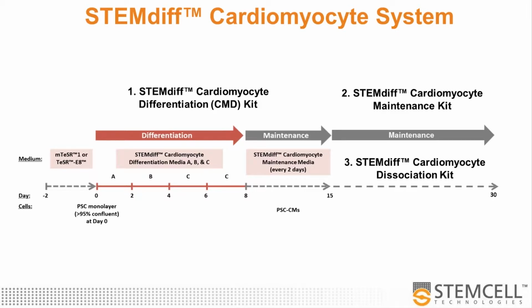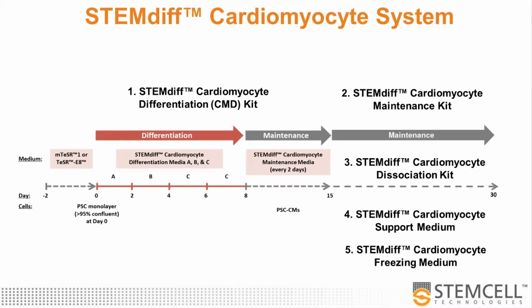We also have a dissociation kit, which is a streamlined system to take the cardiomyocyte monolayer off and reseed the cells, for example, into an MEA plate, and that's a short 15-minute process. We also have a support media and a freezing media, which I won't talk about today, really just focusing on the generation of cardiomyocytes and the processing using the dissociation kit.